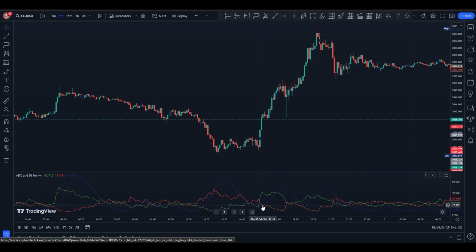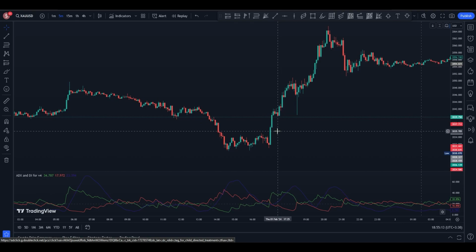I'm going to set my strategy here. If the ADX is about the middle of this channel and DI plus crosses over the DI minus, we can enter for a long trade. Or if the ADX is about this level, about 20, and DI minus crosses over DI plus, we can enter for a short trade, but it has a failure at some point.